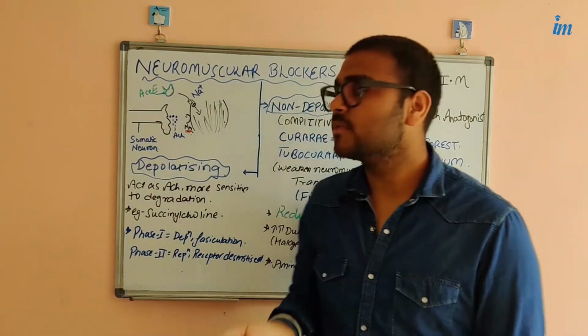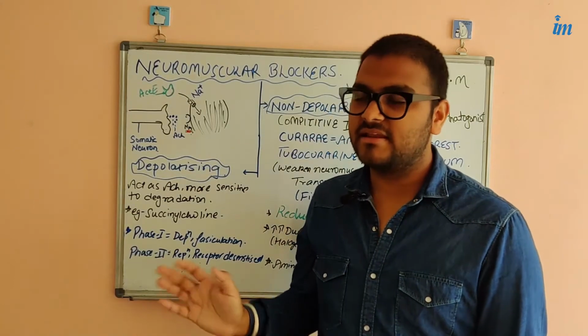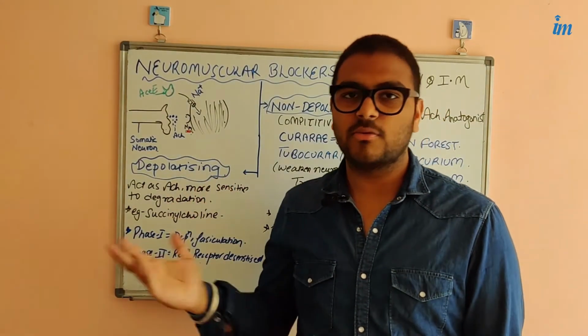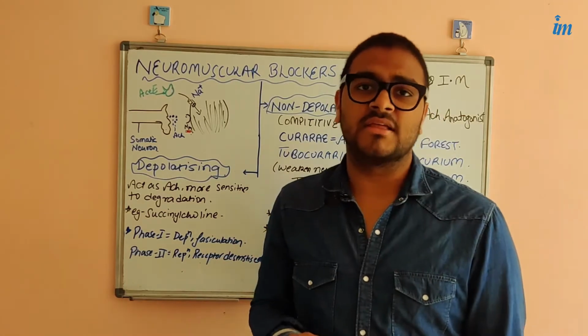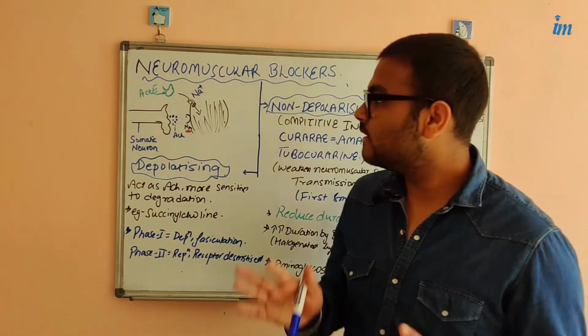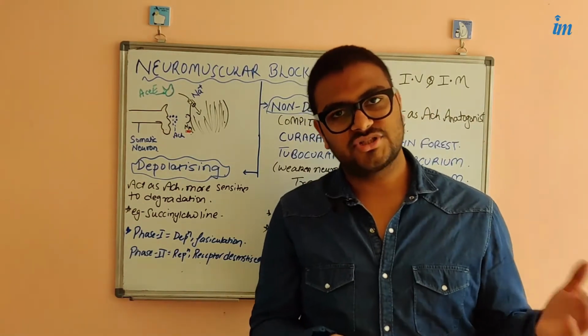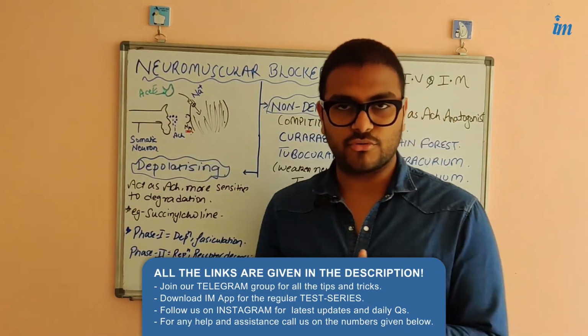So what can we do? We can just block the NM type of receptor. If we block the NM type of receptor, there will be no depolarization of the muscles. So now we are discussing the two types of neuromuscular blockers. They have different mechanisms of action. We'll discuss it. So this basic physiology should be known.